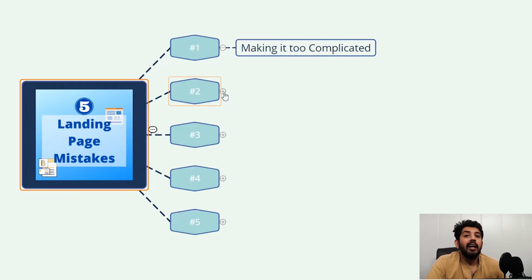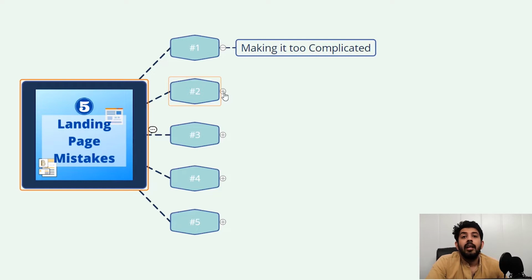Okay, so as a matter of fact, even a 1 second delay in page loading can decrease your conversion rate by 7%. So that's a huge number. So it's clearly better to make a simple, less complicated, action focused, one page landing page.